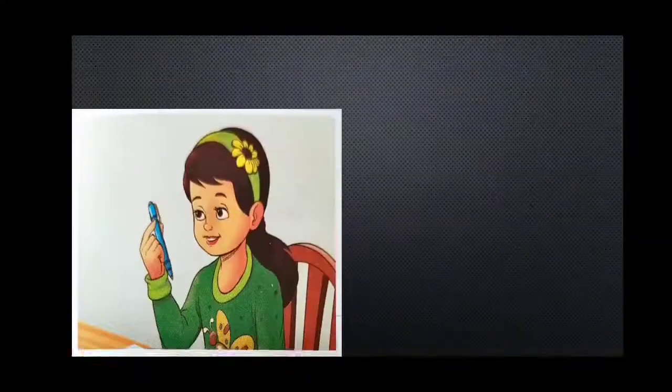Today we are going to study chapter number 7: this, that, these, those. Children, look at the pictures given in your textbook on page number 31. Let us read the sentences given below each picture.